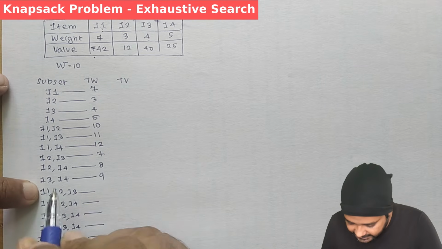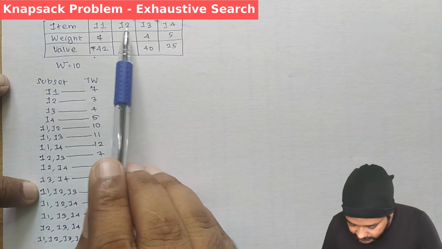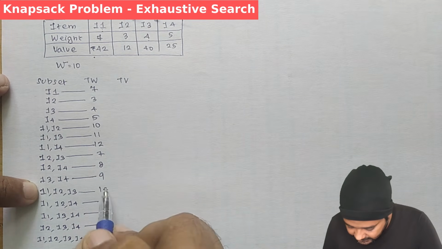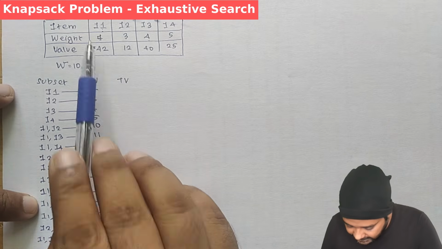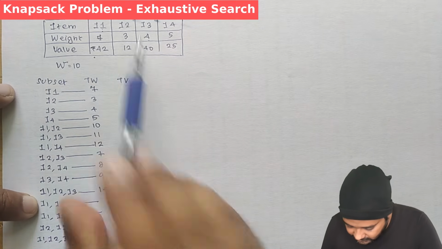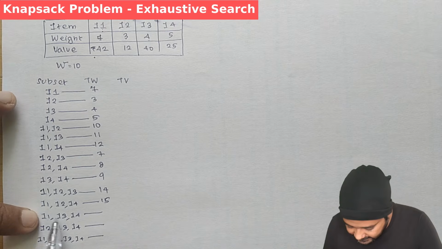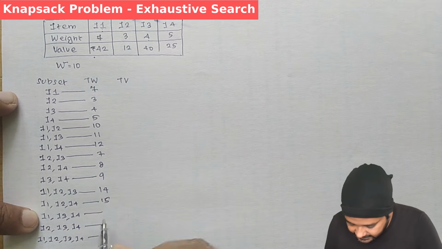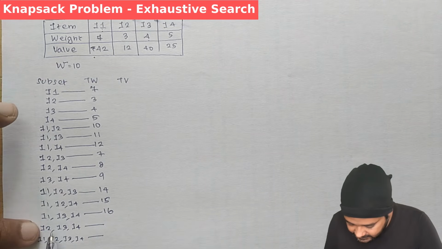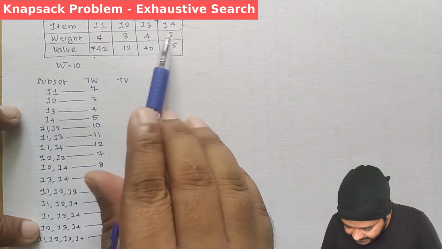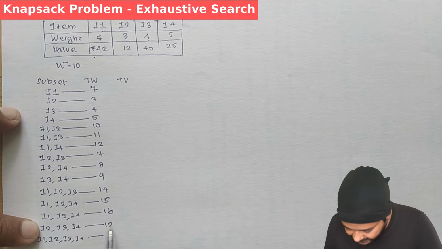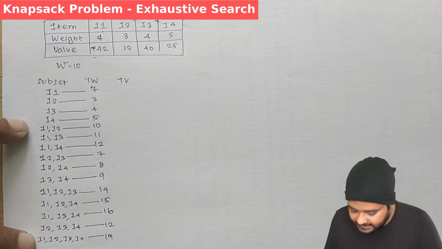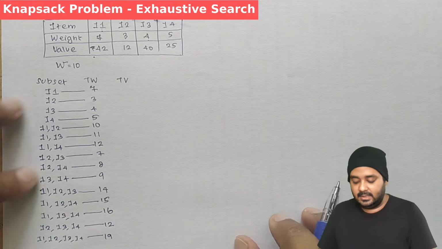So I1, I2, I3 turns out to be 14. I1, I2, I4 is 15. I1, I3, I4 turns out to be 16. I2, I3, I4 is 9 plus 3, 12. And for the whole set, it is 19. So these are the various possible weights.